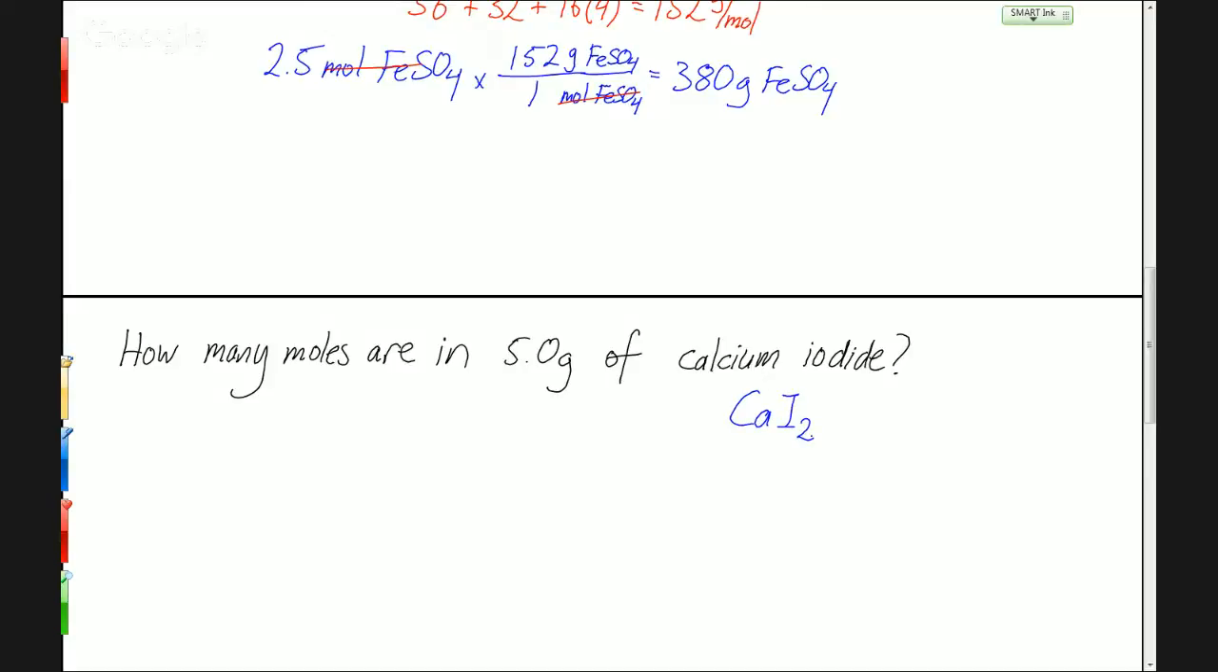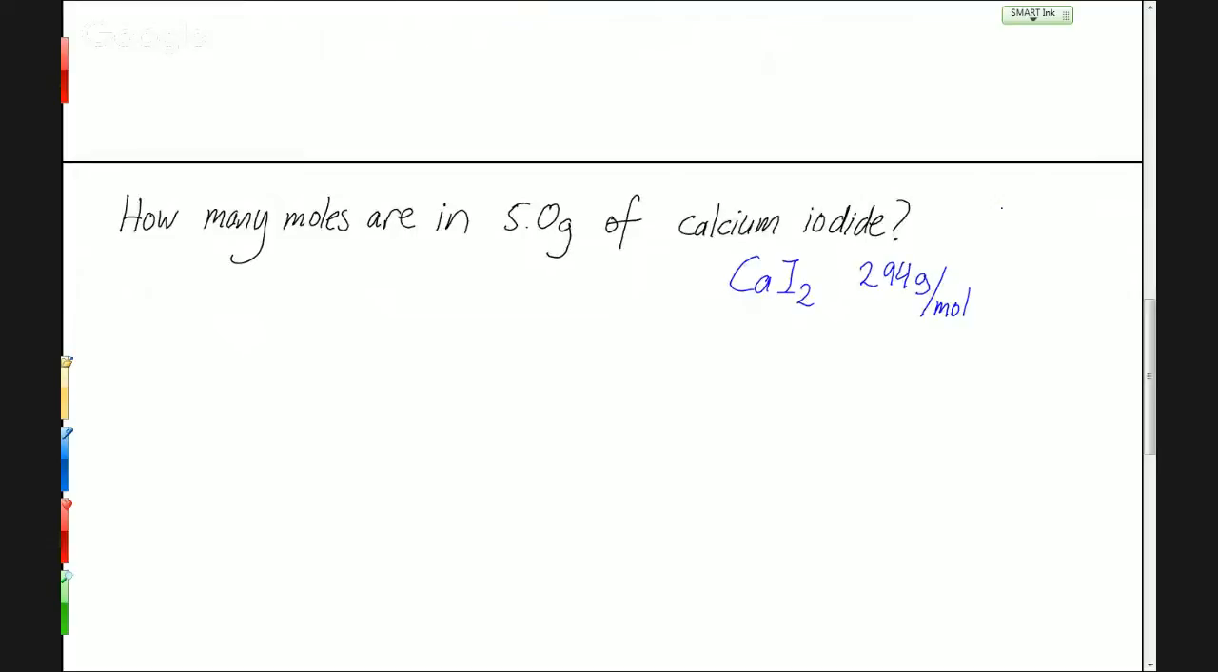Did anybody get a molar mass for calcium iodide yet? How many grams in a mole? What? 294? That seems high. Oh wait, no, it doesn't. You're right. Yeah, I was thinking something else. Yeah, 294 grams per mole. So let's figure out how many moles are in 5 grams. Now we've got all the information we need.